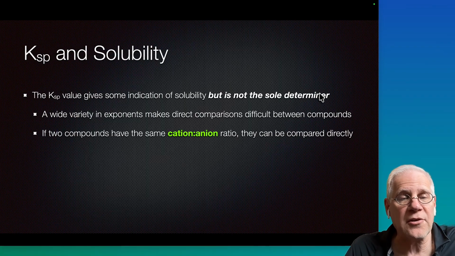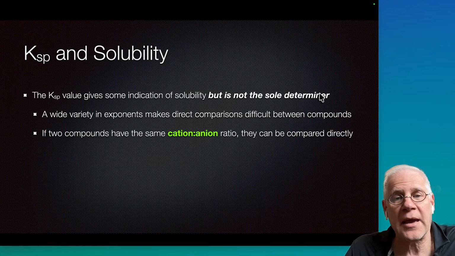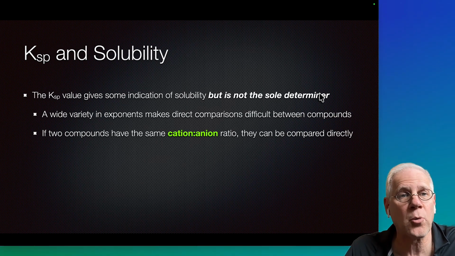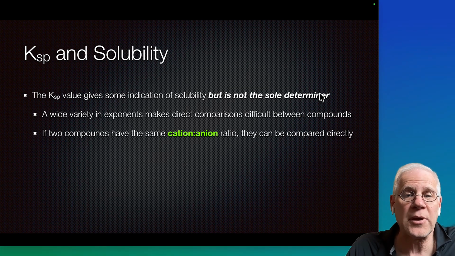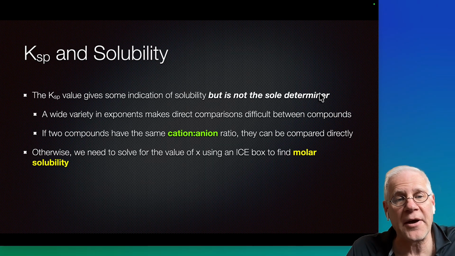So we can use the KSP to compare the solubility of two compounds directly if they have the exact same cation to anion ratio. So if it's a 1-to-1 or a 2-to-1 or a 1-to-2, then we can compare the KSPs directly. And if it has a larger KSP, then it's more soluble. If they have a different cation to anion ratio than each other, then we have to go one step farther. What we've got to do is use an ICE box for the solubility, find the value of X, and the value of X will tell us the molar solubility of that compound.